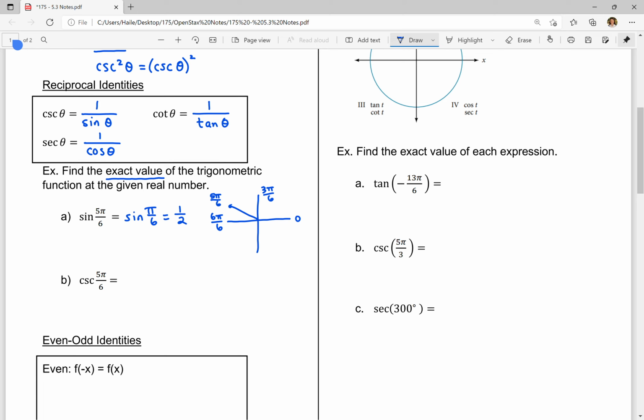Okay, now when we go to part B and we want to find the cosecant of 5 pi over 6, well, we can just use an identity and use our answer from part A. So cosecant is 1 divided by the sine of 5 pi over 6. And so we can sub in that value for the sine of 5 pi over 6. That's just 1/2. So 1 divided by 1/2 just gives us 2. So the cosecant of 5 pi over 6 is just 2.